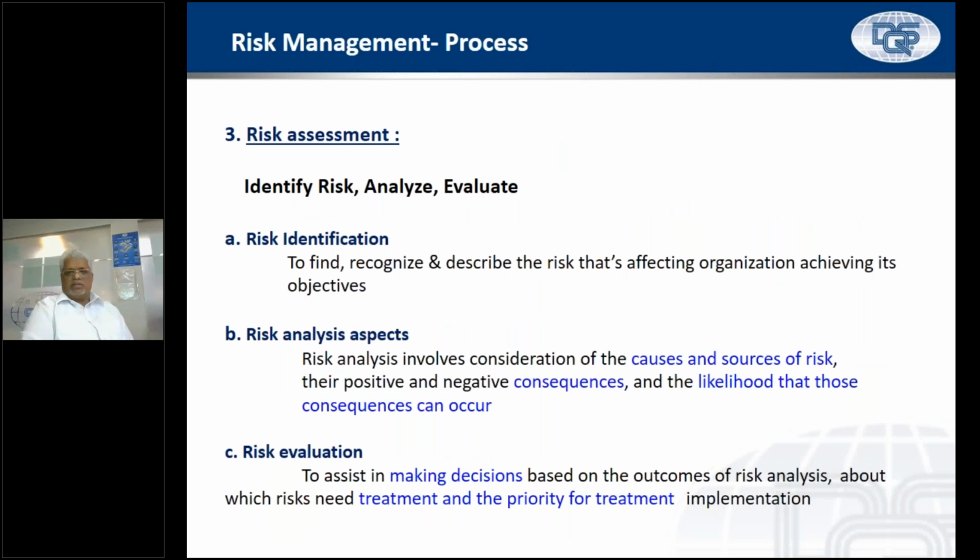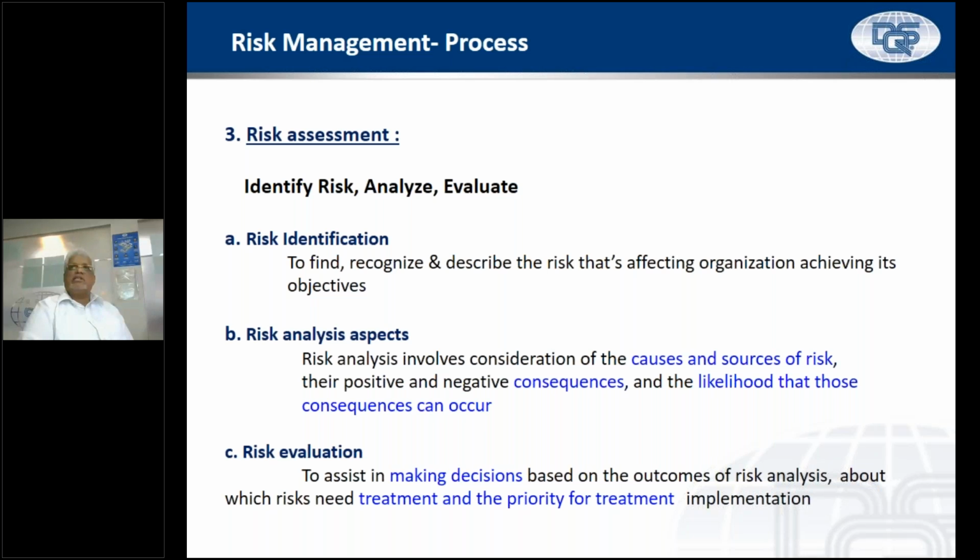Moving on, risk assessment. As part of risk assessment, the first step is to identify the risk, followed by analyzing the risk and then evaluating the risk. When we say risk identification, the process is to find, recognize, and describe the risk that is affecting the organization achieving its objective. Every organization has certain specific objectives that need to be met. And in order to achieve that, it is necessary to know what are those risks which act as a barrier from achieving the organizational objective. So we need to identify them, followed by a risk analysis.